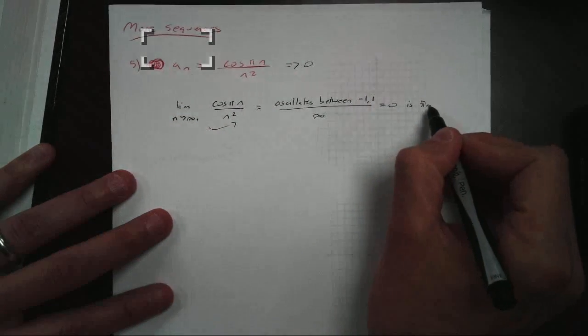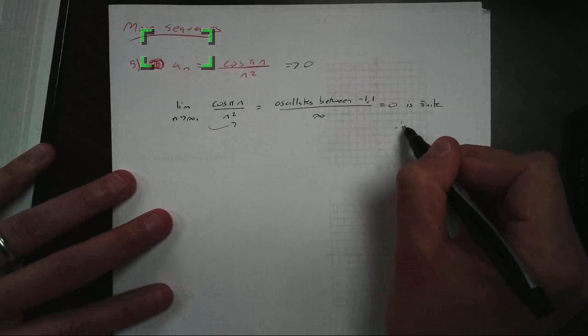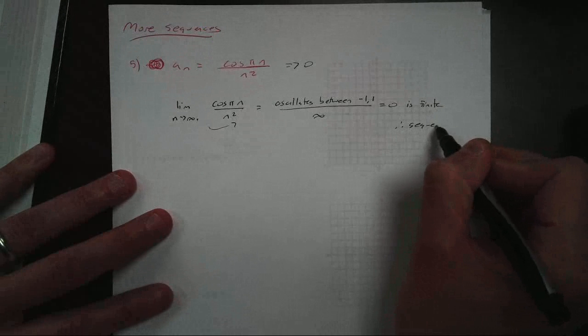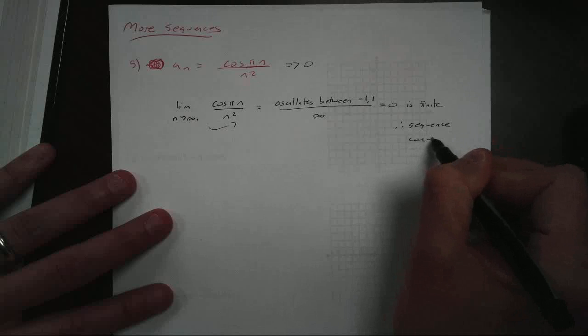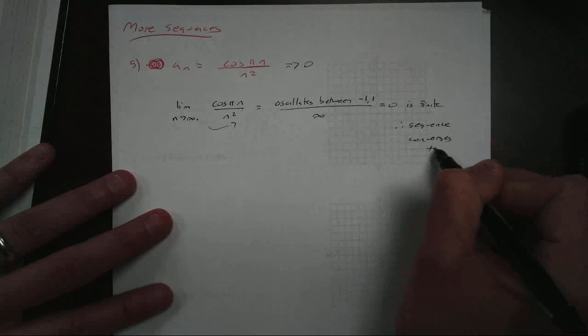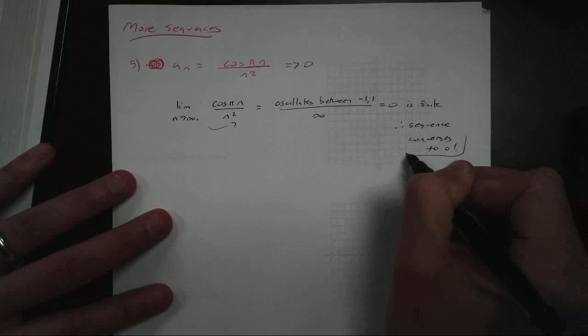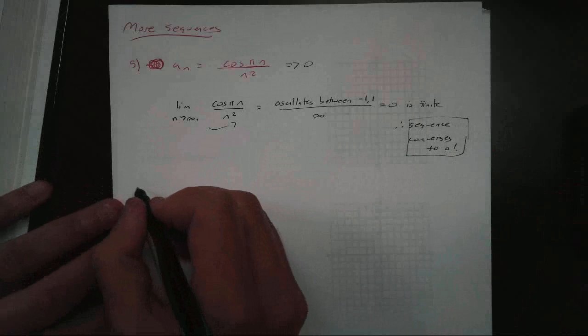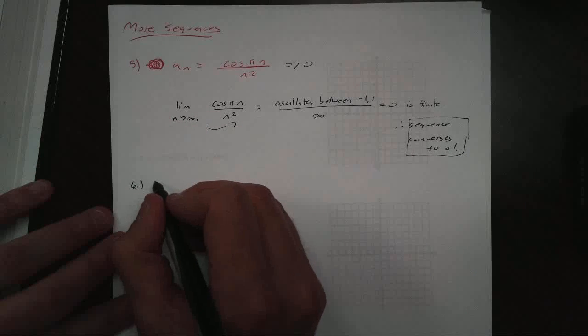And because 0 is finite, we say therefore the sequence converges to 0. Kind of neat. So let's take a look at another one that will diverge. Let's take a look at number 6 here.